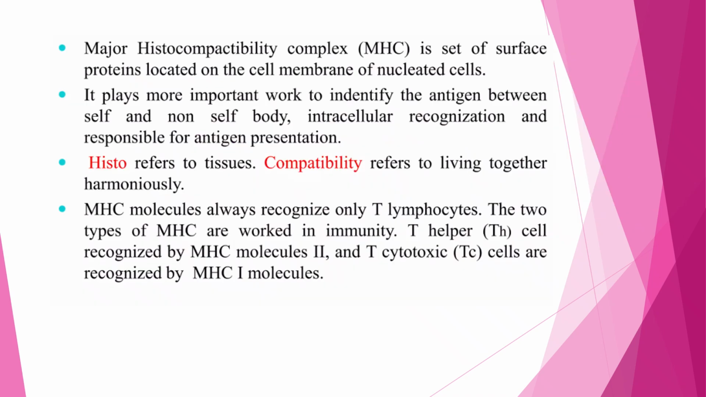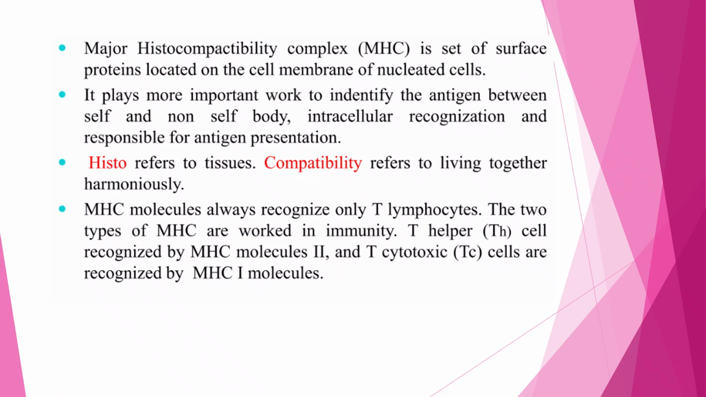So major histocompatibility complex is a set of surface proteins located on the cell membrane of the antigen presenting cells or nucleated cells. It plays an important role in identifying the antigen between self and non-self body, intracellular recognition, and is responsible for antigen presentation. From the name, you see major histo. Histo means tissue, and compatibility refers to living together.